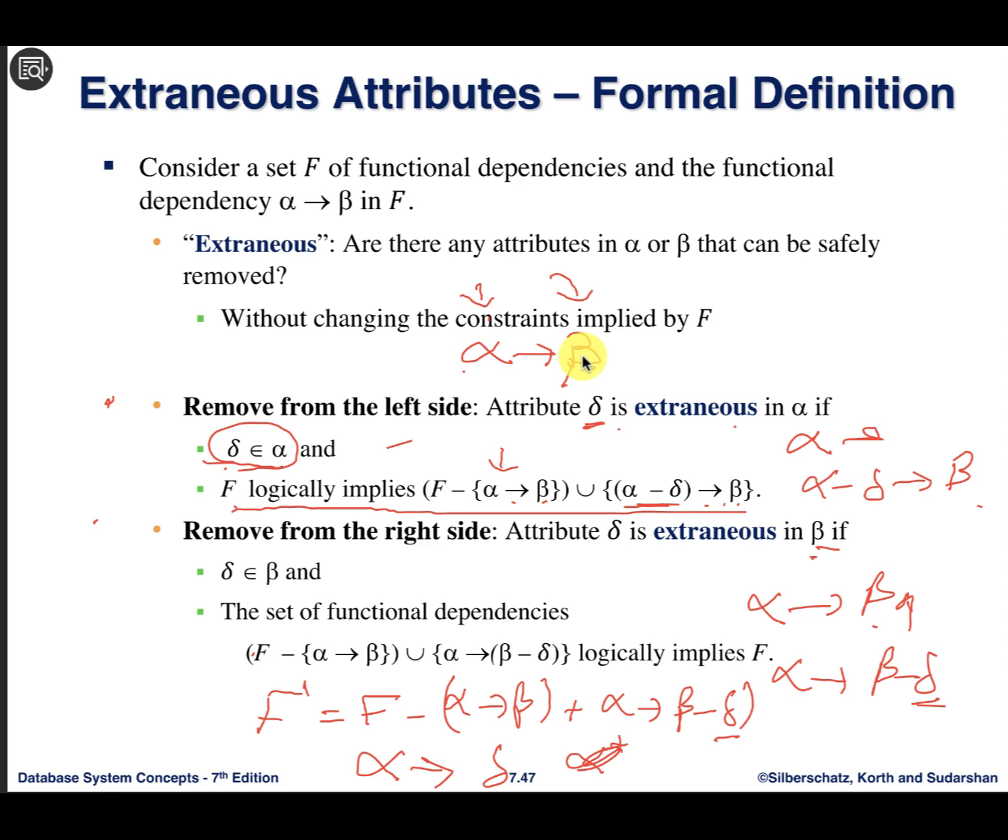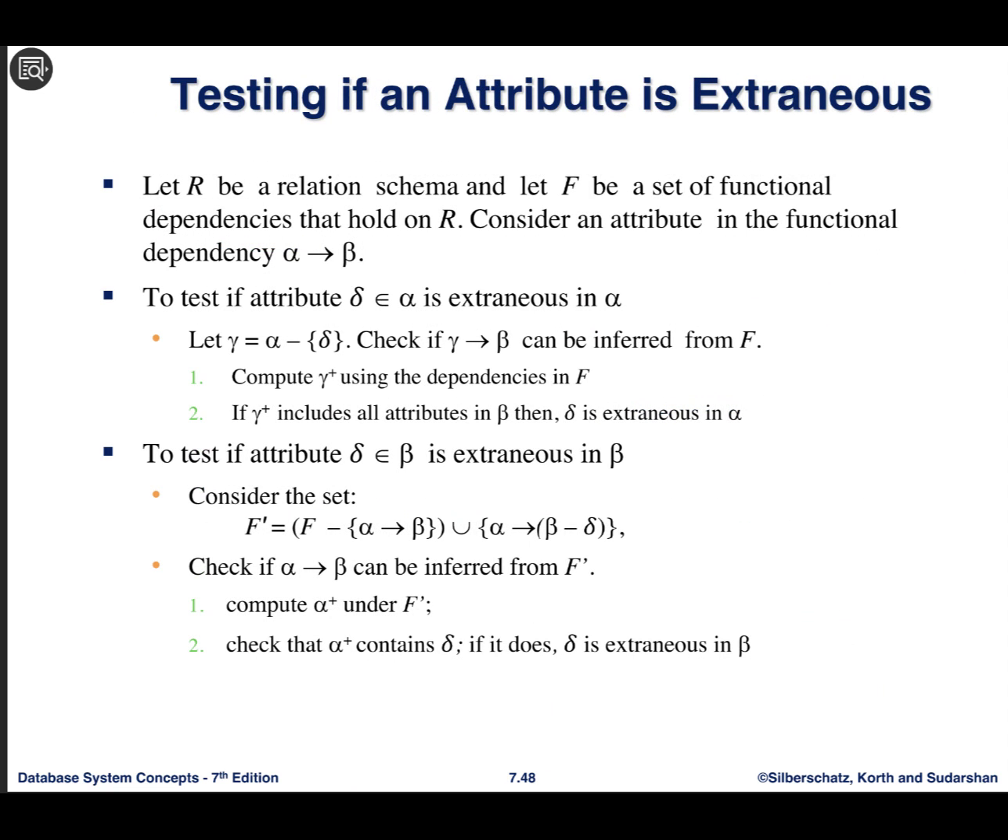So in other words, there's another set of functional dependencies we can use in order to reach delta. So reaching delta in this case using alpha is not important. It's extra because I have another way to reach it. Okay? This is the important slide here, very important. If you try to compute the extraneous attributes, you have to use this. Okay?